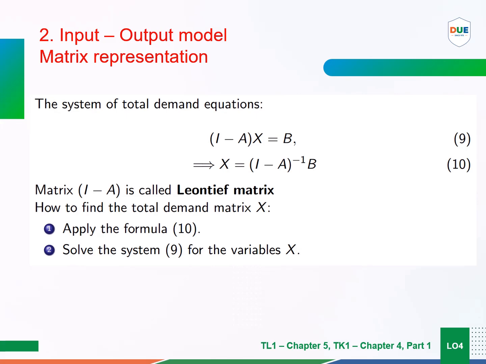So there are two common ways to determine the total output required by the economy. The first is to calculate the inverse of the Leontief matrix and apply the formula directly. The second is to solve the system (I minus A) multiplied by x equals b using one of the linear system methods introduced earlier, such as Gaussian elimination. In either case, the resulting vector x tells us the total output that each industry must produce to satisfy both intermediate demand and final demand.